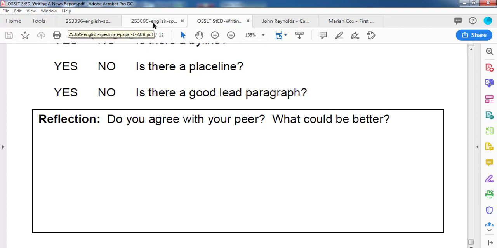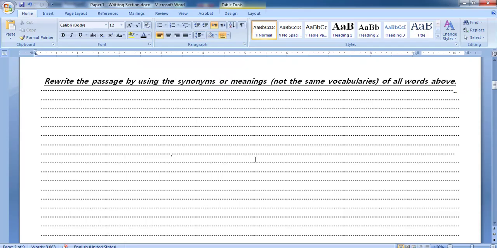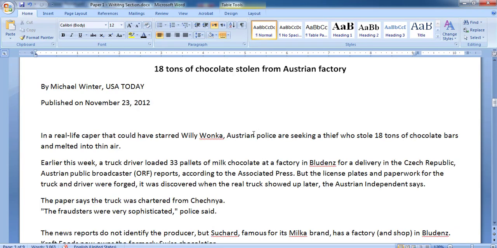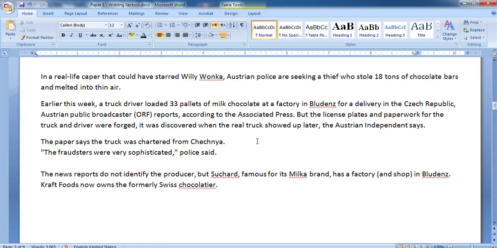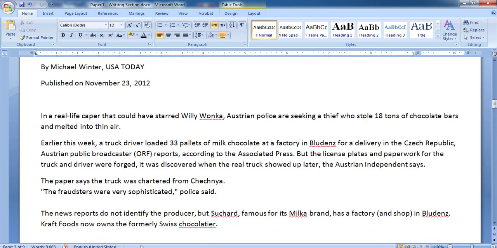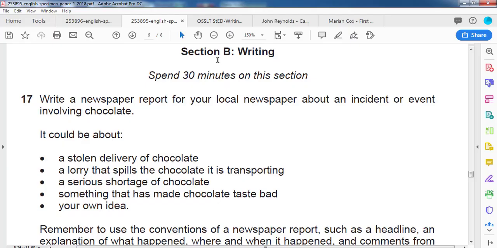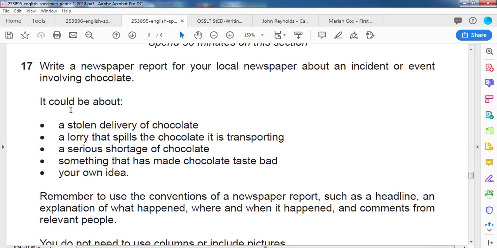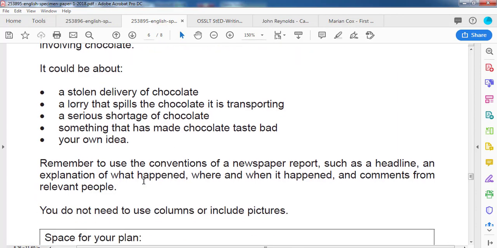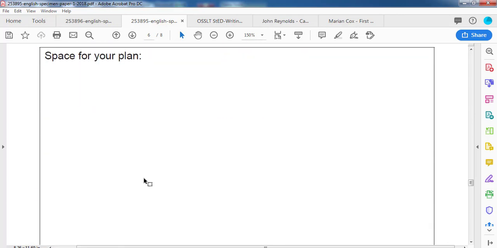Okay. Now, back to the paper. Section B, writing. We have to write a newspaper report about something relating to chocolate.